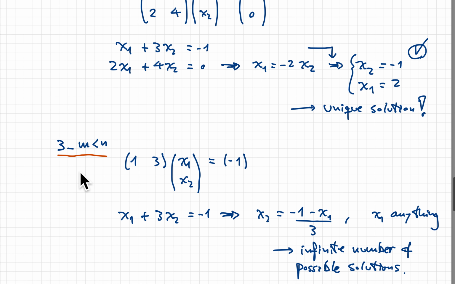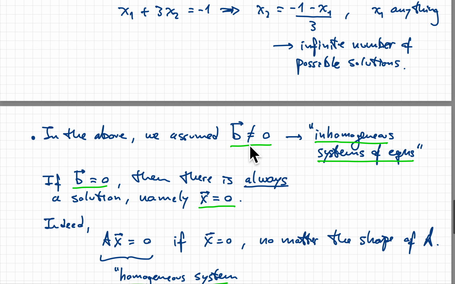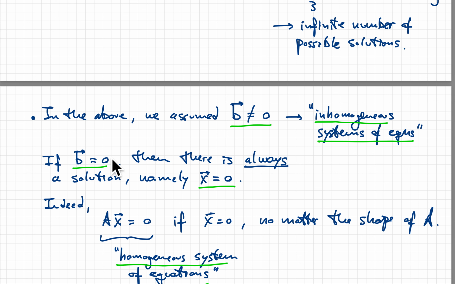Now, in all the discussion so far, we assumed that the vector b, the right-hand side, is non-zero. This is what gives us what we call inhomogeneous systems of equations. These are the most interesting ones, because it turns out that if b is equal to 0, then there's always a solution. You can always solve the problem if b is equal to 0.